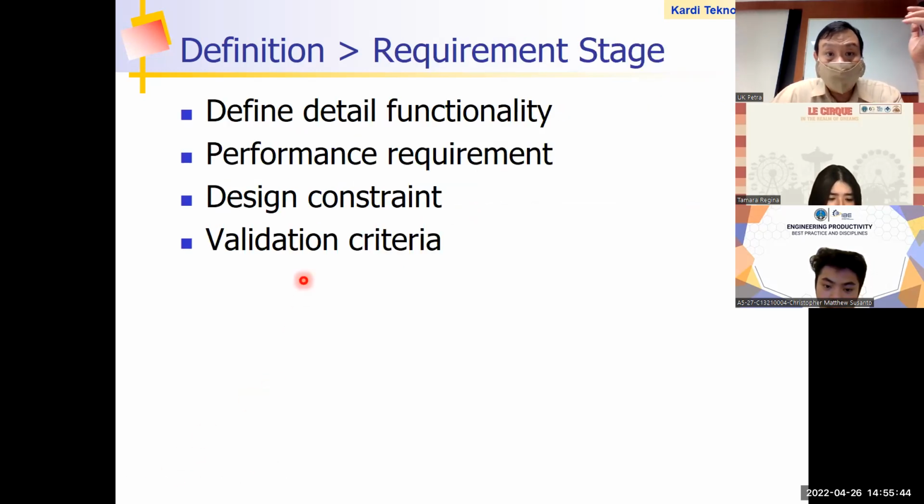And next is the requirements stage. In this case, you define the detailed functions, right? What is the function? What is the class? And what are the performance requirements? Then you define the constraints of your program. And again, validation criteria. This is what makes the acceptance test. So how do I know that this program is accepted, valid? Important, right? This is very, very important.